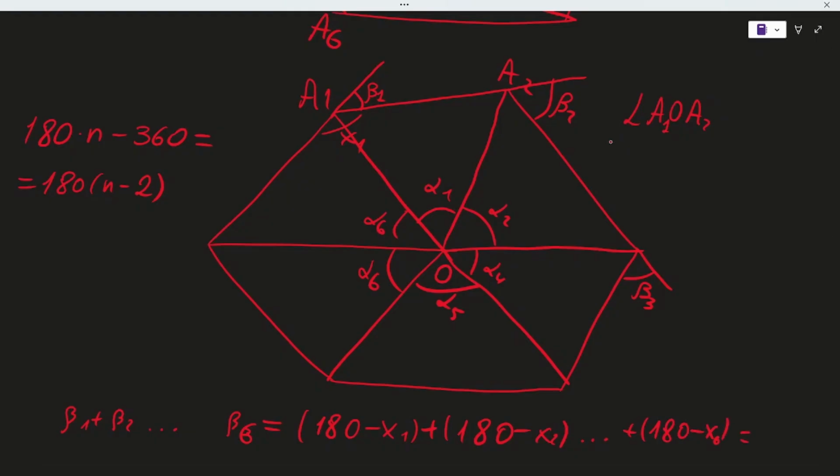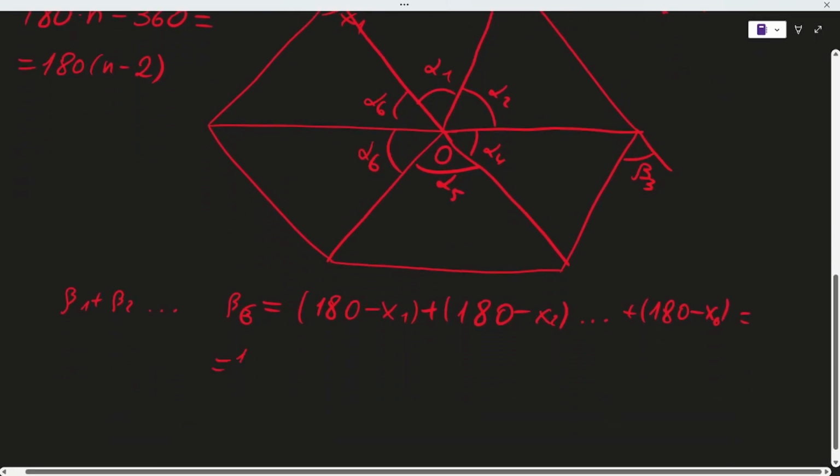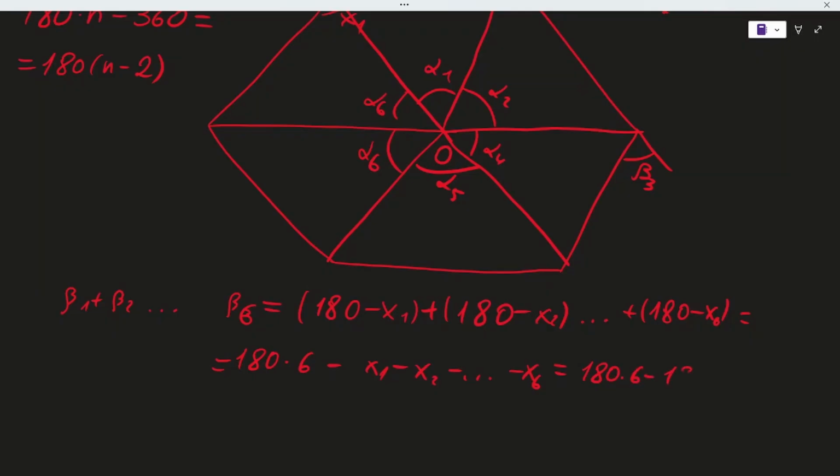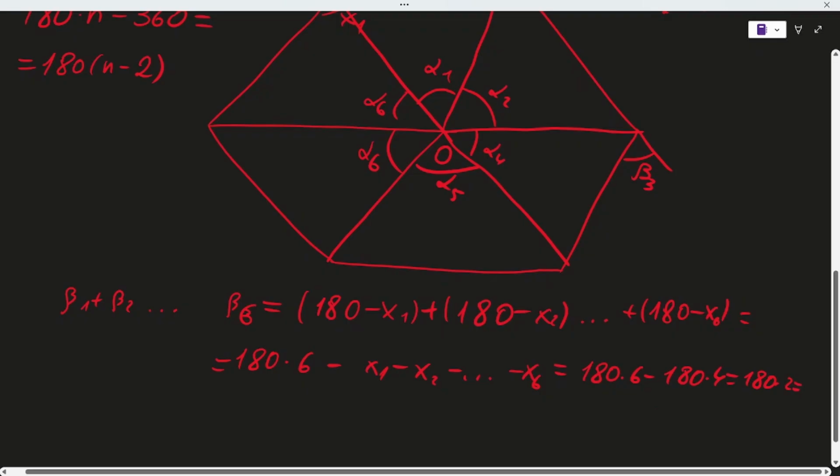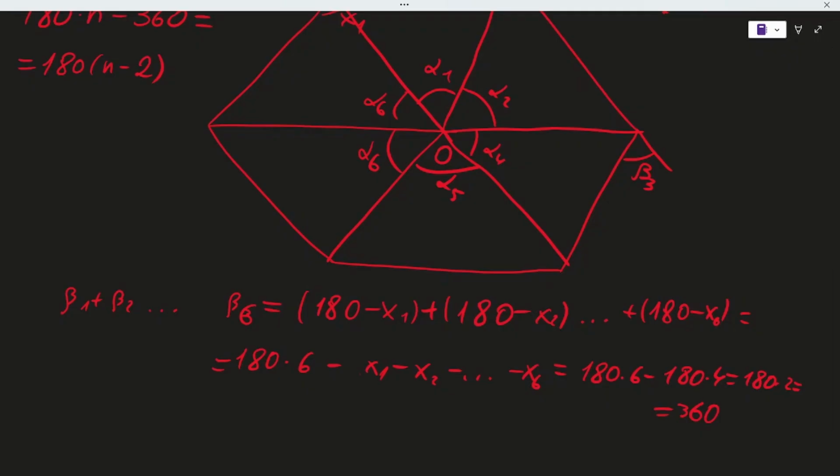Clearly, this can be written as 180 times 6 minus x1 minus x2 up to minus x6, which can be written as 180 times 6 minus 180 times (6 minus 2). So the final formula will be 180 times 6 minus 180 times 4, exactly 180 times 2, so 360. You can easily see that similar logic can be applied for any n-sided polygon, because we are just using the fact that the sum of the angles always equals 180 times n minus 2.